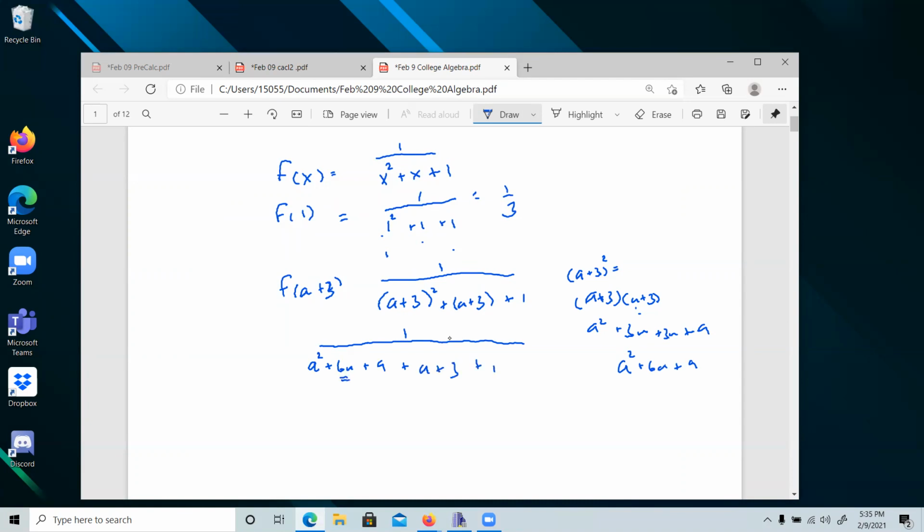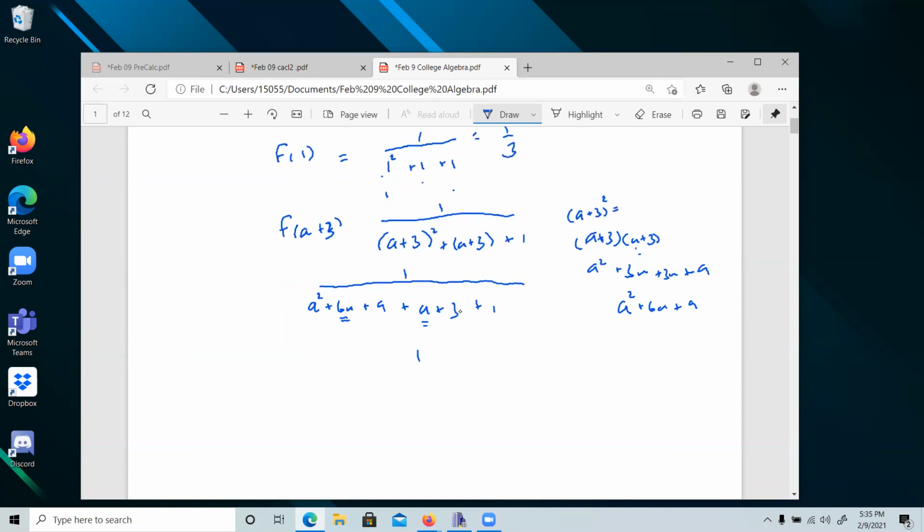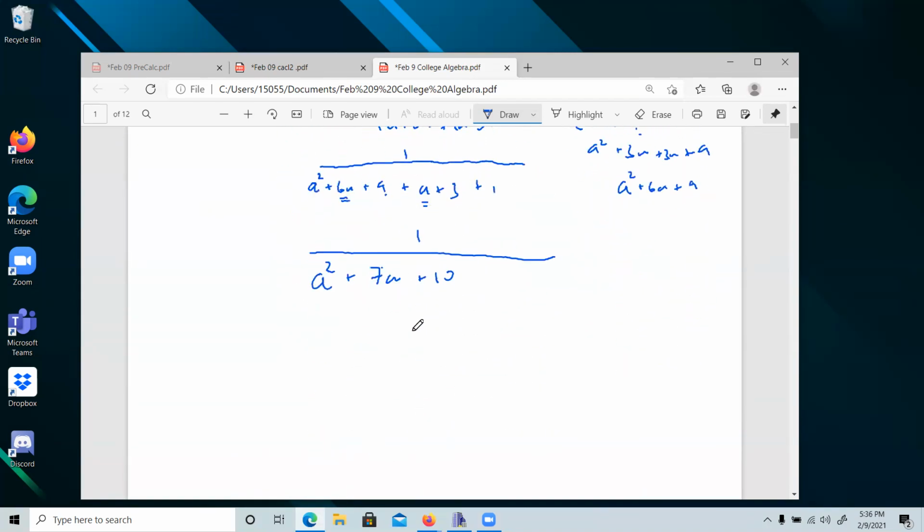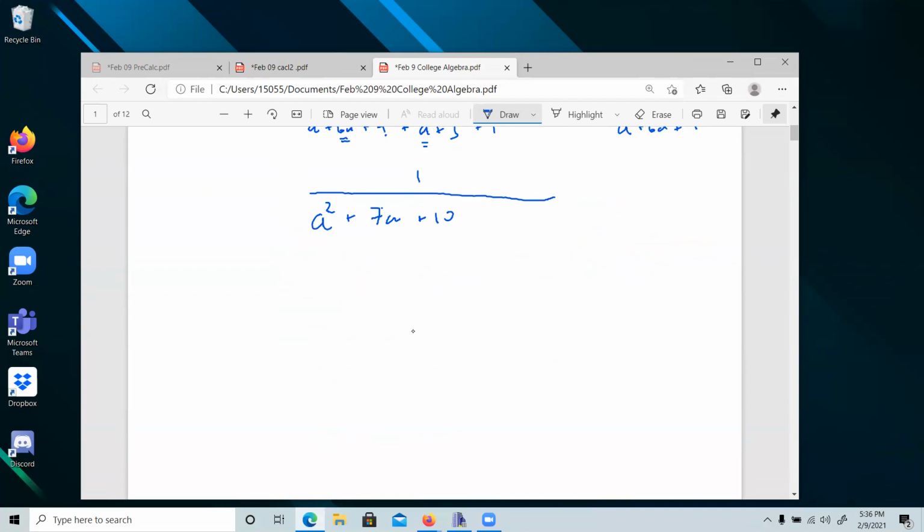And now we're going to combine our like terms. We're going to put together all of our a's. So we have 1 over a squared. We have 6a plus 1a is 7a. And then we have 9 plus 1 is 10. Okay. So that's what they want us to do with that. All right. Let's try another one.